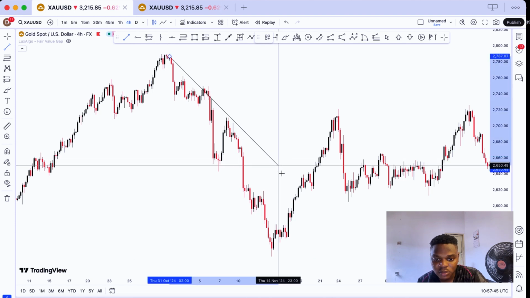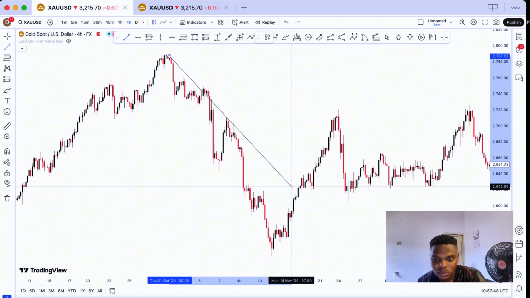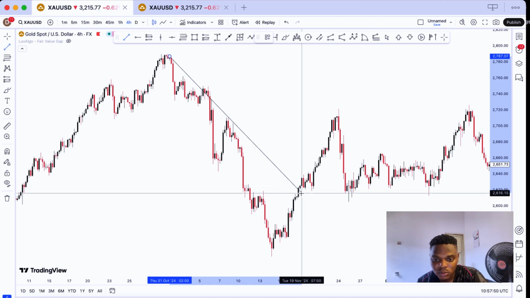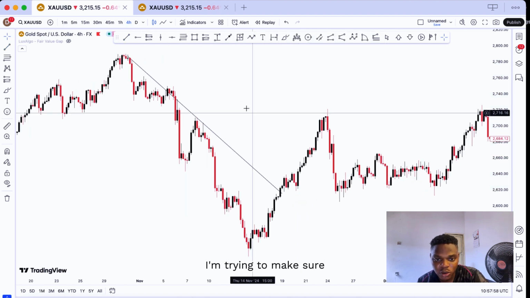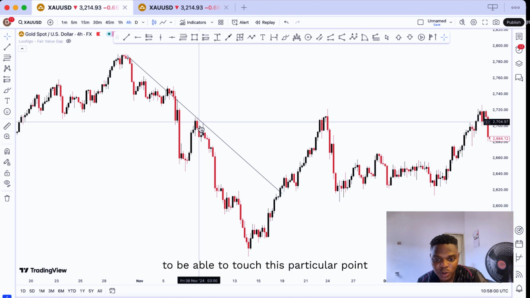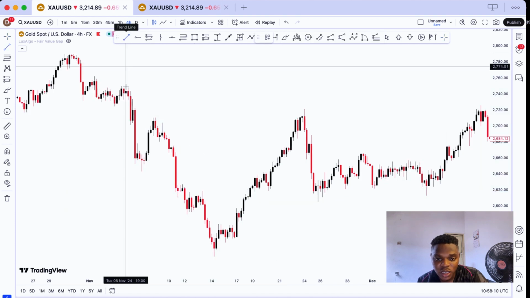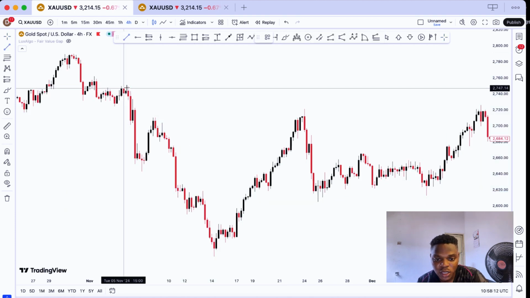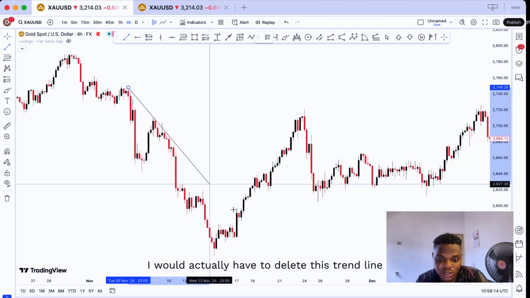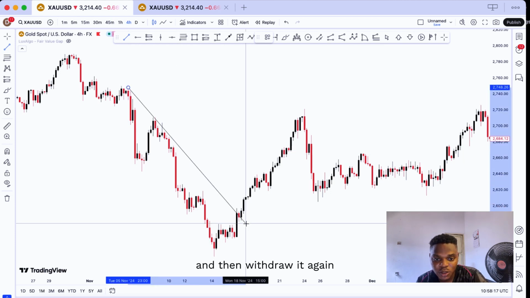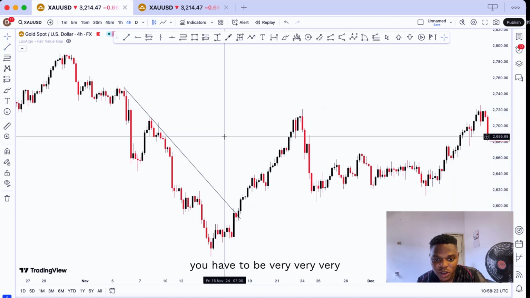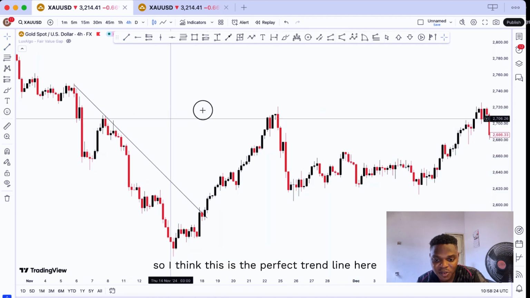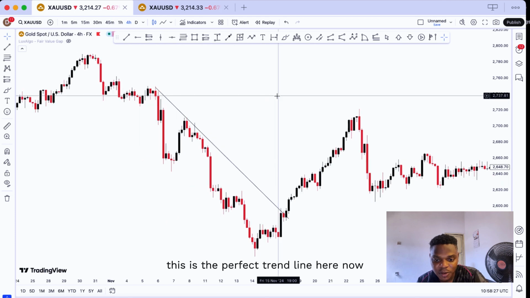Now, why was I really careful? I'm trying to make sure that it cuts across to touch this particular point in the market. If that point fails, then I would have to delete this trend line and redraw it, which is one of the reasons why you have to be very, very precise. So I think this is the perfect trend line here.